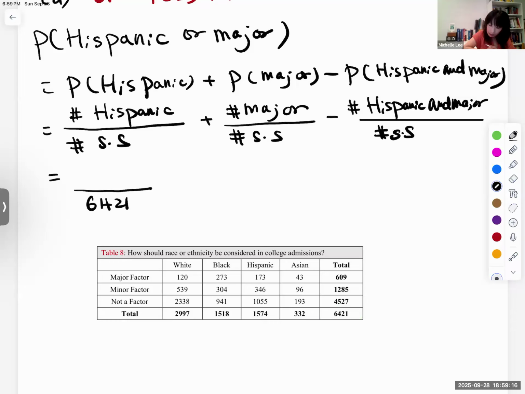6,421. Hispanic. So we read here, right? So this one, right? 574 plus, over 6,421. Major, we had a major earlier, right? So major, we're using this color, I think. 609, right? So 609.